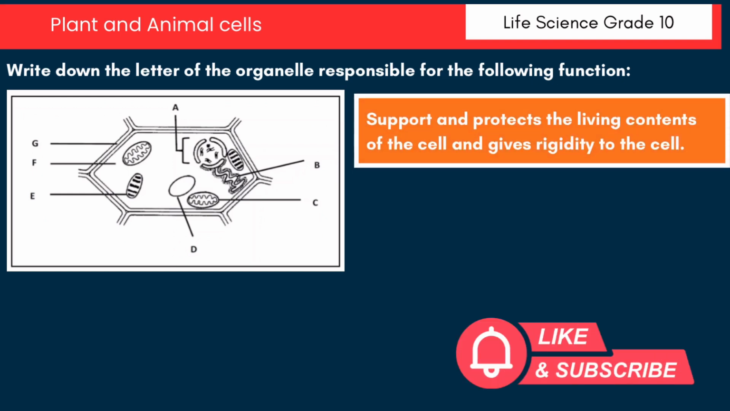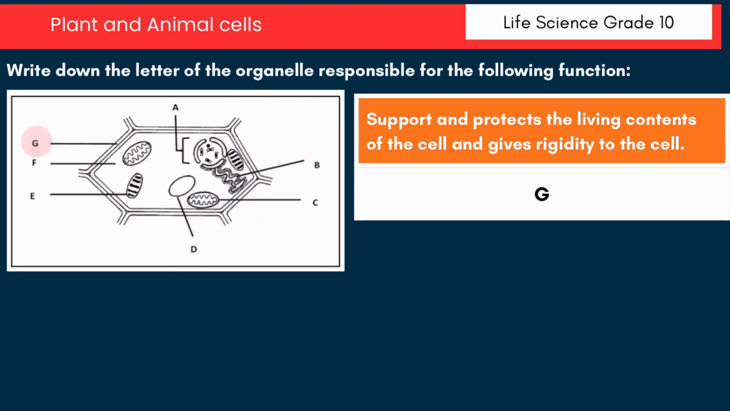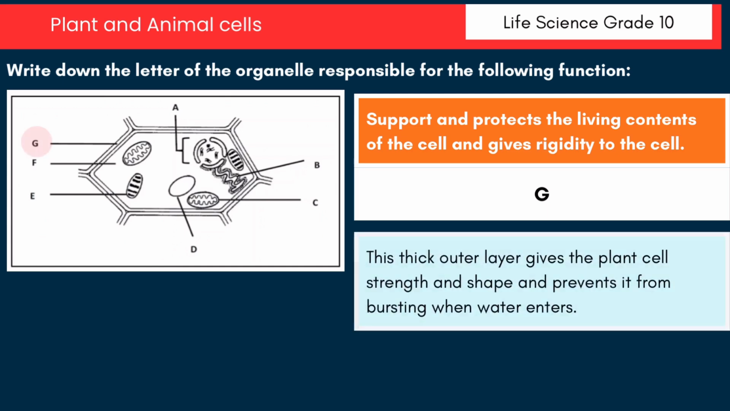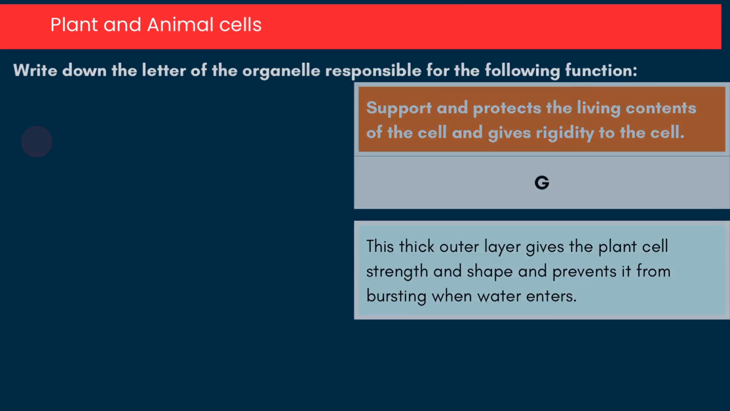A. Support and protects the living contents of the cell and gives rigidity to the cell. Correct answer is G. The cell wall. This thick outer layer gives the plant cell strength and shape and prevents it from bursting when water enters.